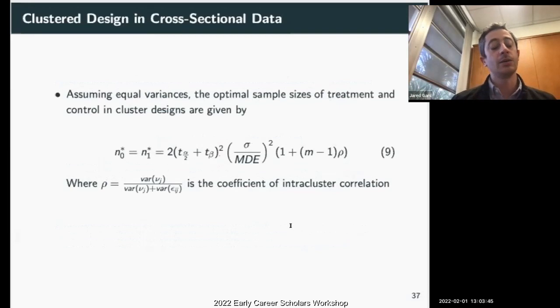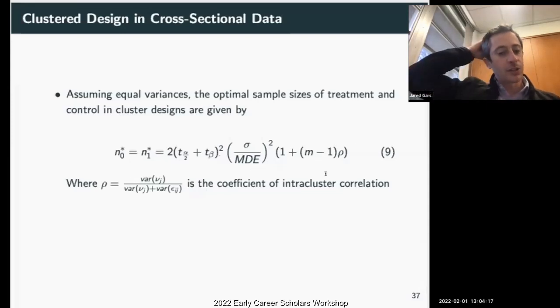And we can derive the optimal number of units for treatment and control using our previous derivation. Now it's quite similar to what we had before, but it's going to be scaled by this variance inflation factor here, which is 1 plus the number of units in each cluster minus 1, times rho. So rho is what's called the intercluster correlation, and that's given by this equation here.